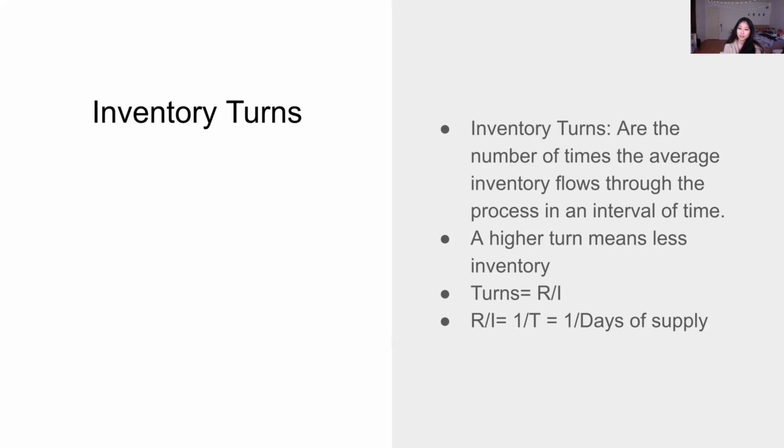Turns can be calculated by R divided by I. And it's also important to note that R divided by I is also equal to 1 over T, which equals 1 over days of supply. So these all kind of link together. And it's important to understand Little's law and also understand days of supply as well as inventory turns.